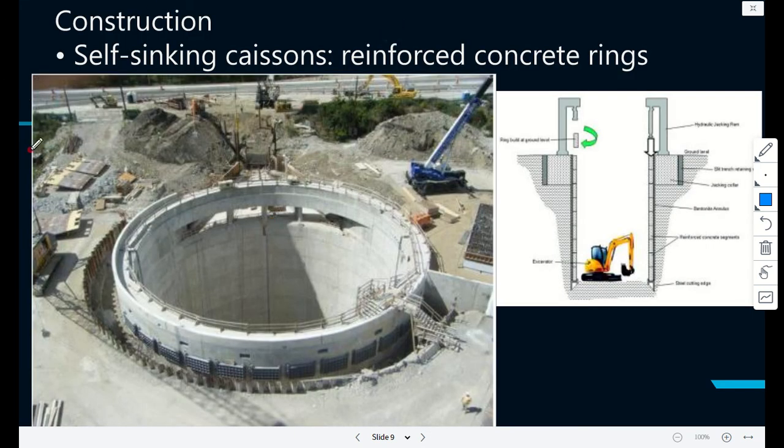Now there is what you call a caisson. Another name for caisson is well foundation.